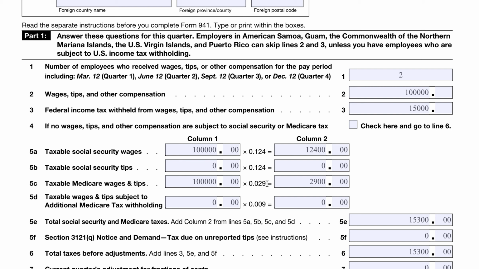So if an employee makes $500,000 in a year, then you would not apply any kind of a wage base or a limitation to the Medicare tax. You would simply calculate it as is. So in this case, line 5A, we've reported $100,000. We multiply that by 12.4%, and we come up with $12,400.